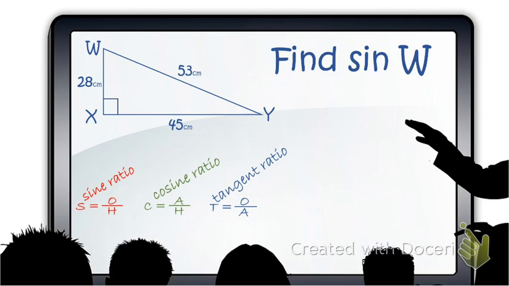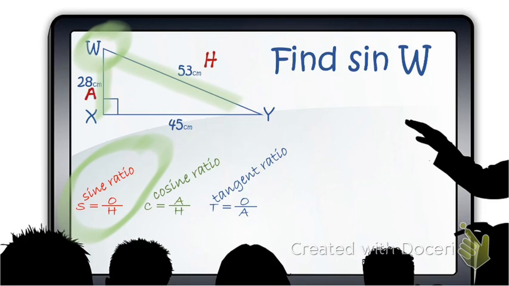On this problem, they want us to find the sine of w. So since we're finding the sine of w, we'll use a different ratio, and w is now our reference angle. So we highlight the two sides of angle w. The longer of those two sides is the hypotenuse. The shorter of those two sides is the adjacent. And then the remaining side is always called the opposite.